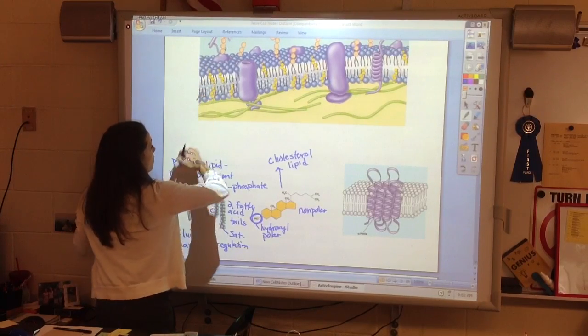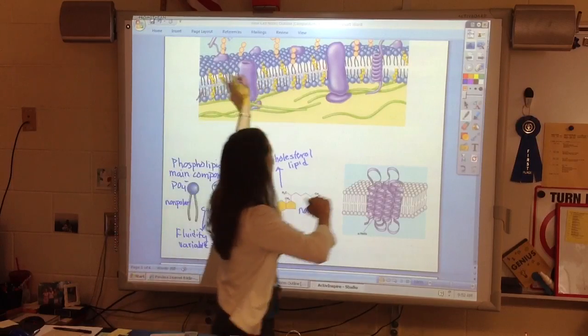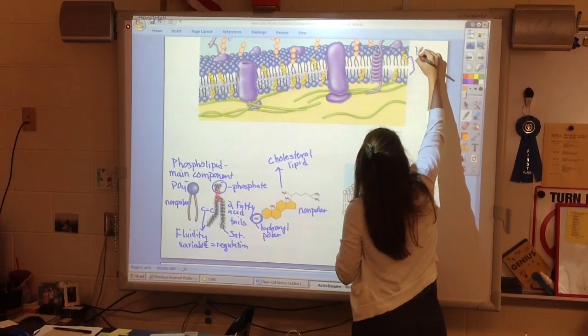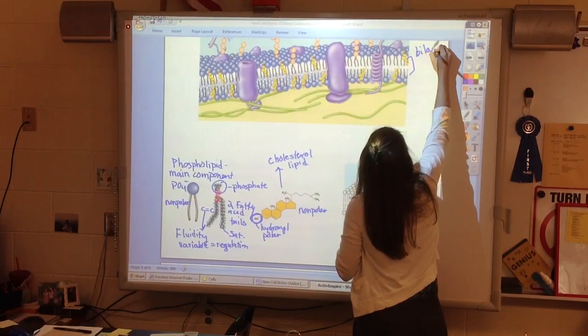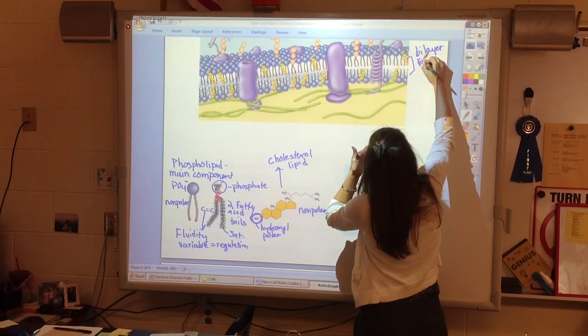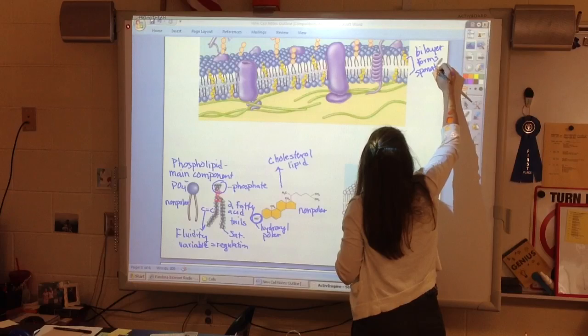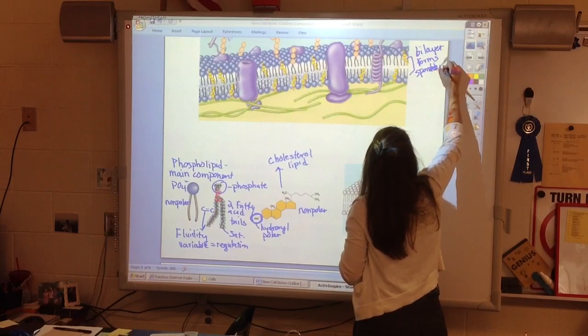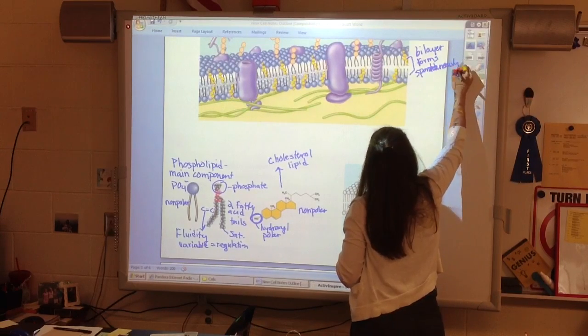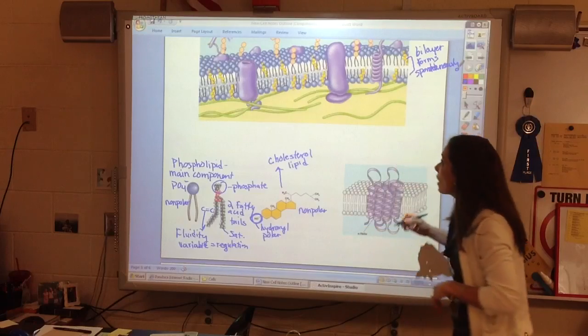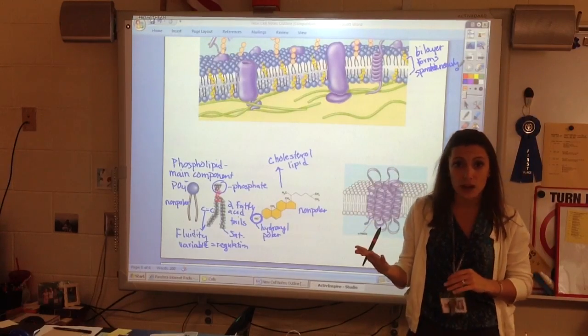So we want to know that, and so maybe we'll write over on this side. This bilayer forms spontaneously. Sorry, that's spelling. Forms spontaneously because all life is surrounded by water.